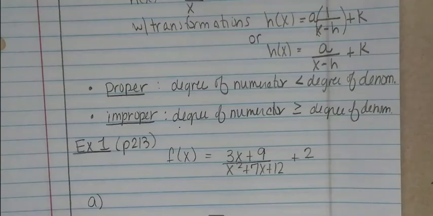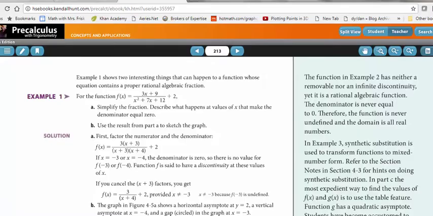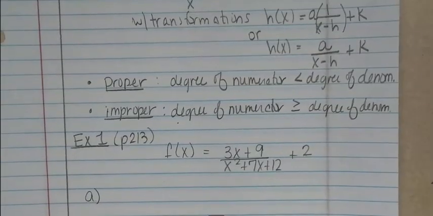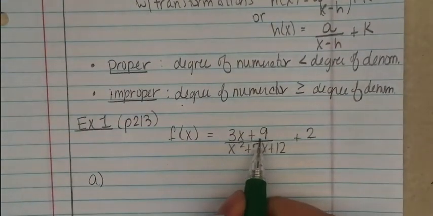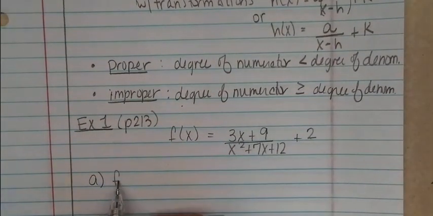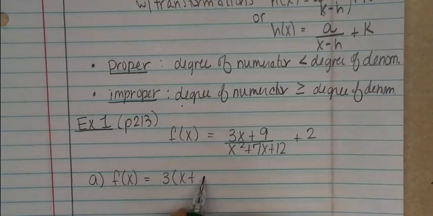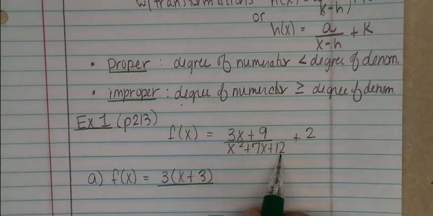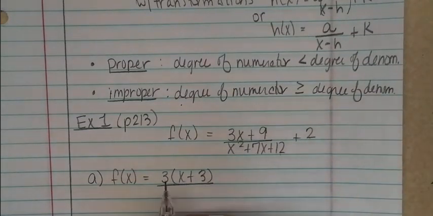Okay, so just checking one more time what our directions were. So we're going to simplify the fraction. Okay, so let's do that first. So I see here that I can factor. And I think on the denominator I can also factor, right? Factors of 12, 3 and 4 will give me 7.